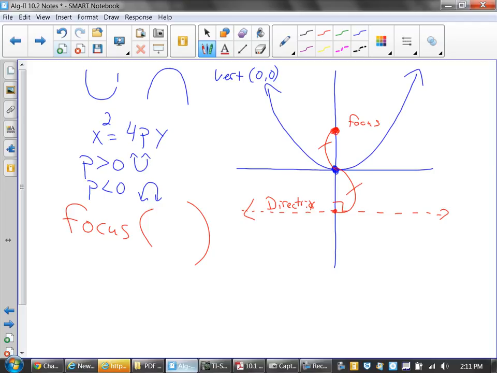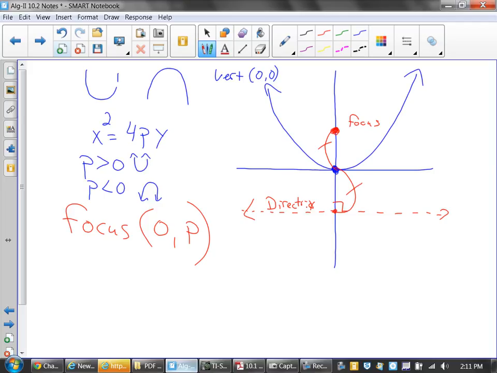0y. We call this 0p. That value of p will allow us to figure out the focus. The directrix then, notice the directrix is a horizontal line because the axis of symmetry is vertical.